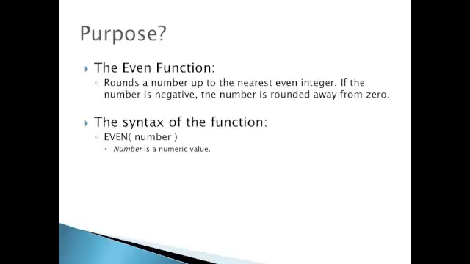By definition, the goal of the even function is to round a number up to the nearest even integer. If that number is negative, the number is rounded away from 0. This means that if you have a 1, the nearest even integer would be 2, but if you had negative 1, the nearest even integer would round away from 0 to negative 2.